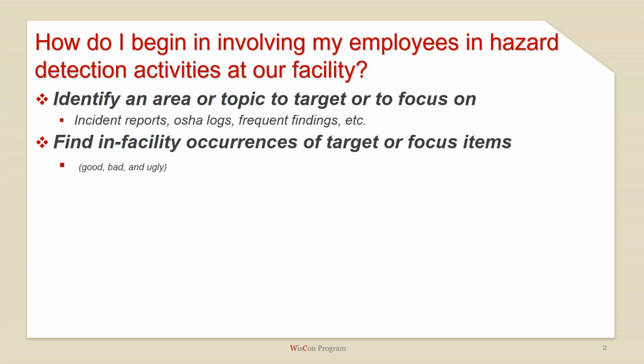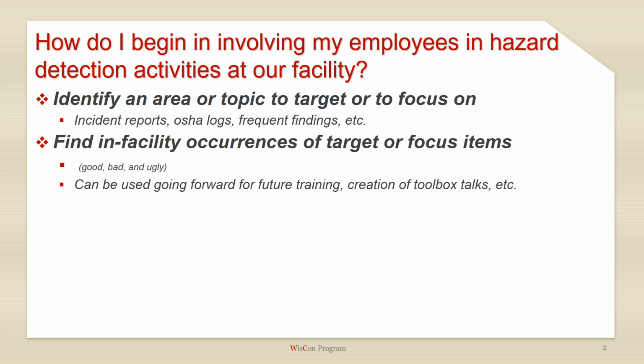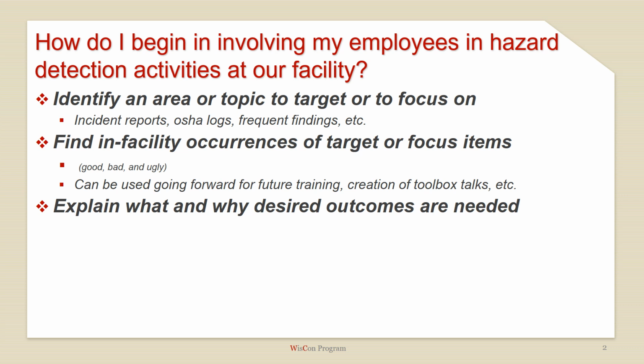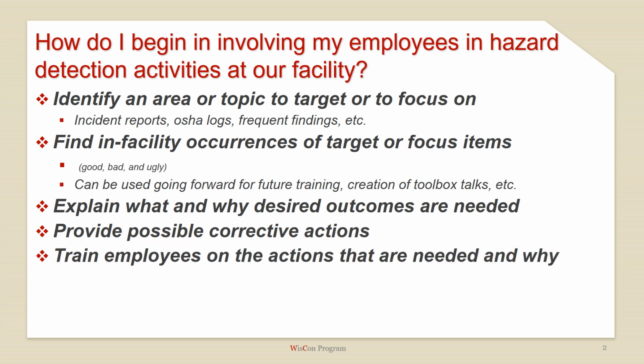With those photographs, you can actually use them going forward to make different training presentations or a possible creation of a site-specific toolbox talk. You want to explain what and why desired outcomes are needed. Comprehension of understanding of desired outcomes is very important with employees so that they can actually apply it to what they're doing. Provide possible corrective actions. There may be more than one way to solve the issue or to be in compliance. You want to train employees on the actions that are needed and when they're needed.